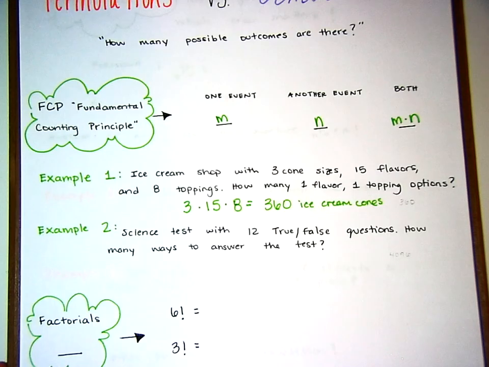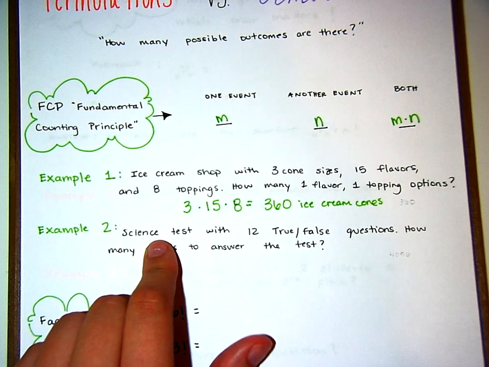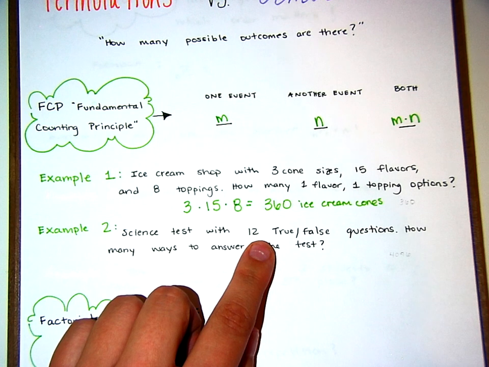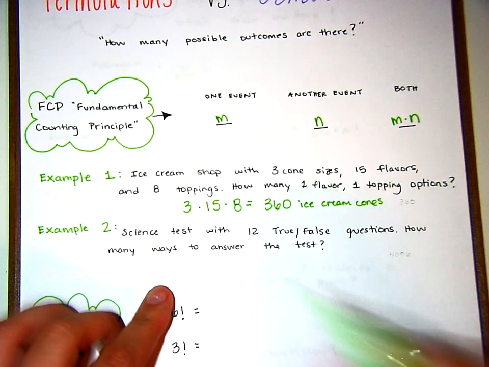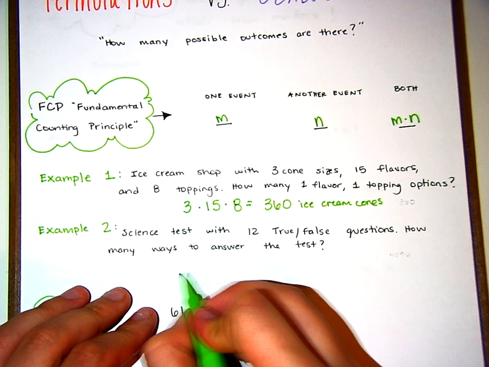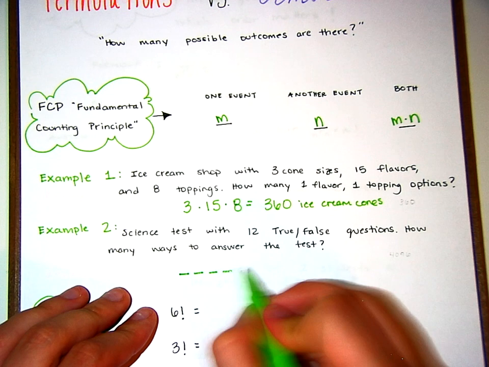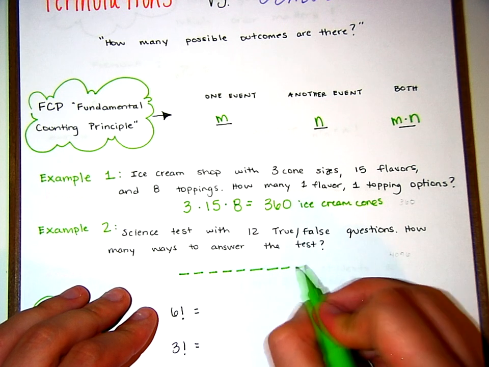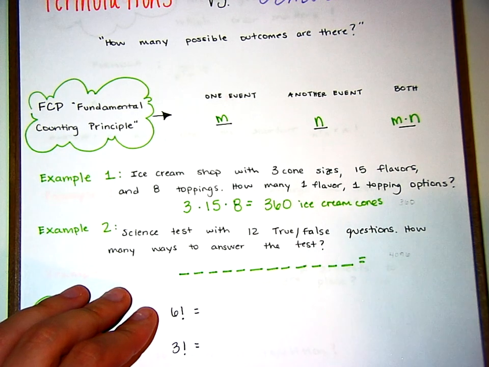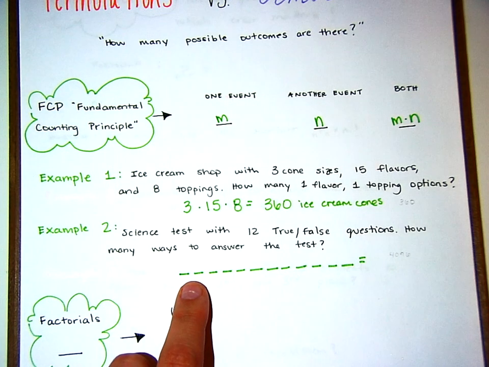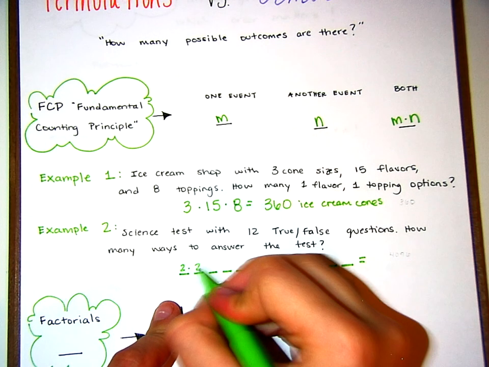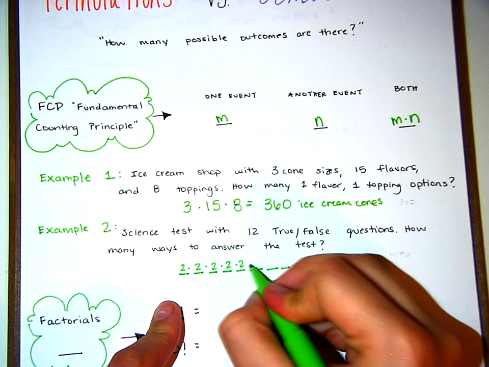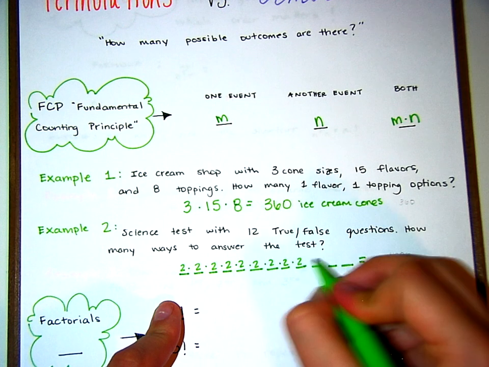All right, to the next example, if we are taking a science test and there's 12 questions, they're all true or false, how many ways can I answer that test? So how many possible different versions of answers could I have? So you have to think about this as each individual question. So question 1, 2, 3, 4, 5, 6, 7, 8, 9, 10, 11, 12. And for each one is an event. You have 2 possible outcomes or answers. So 2 times 2 times 2, and that's for every single question. So I have to multiply that 12 times.